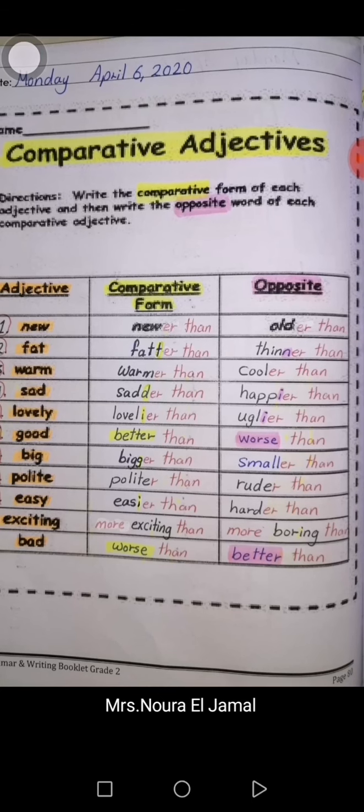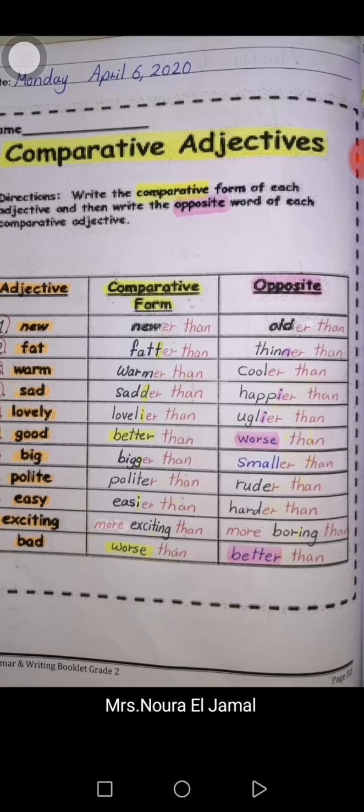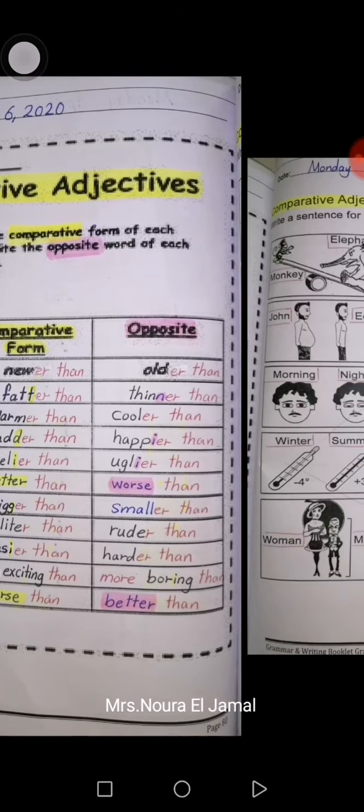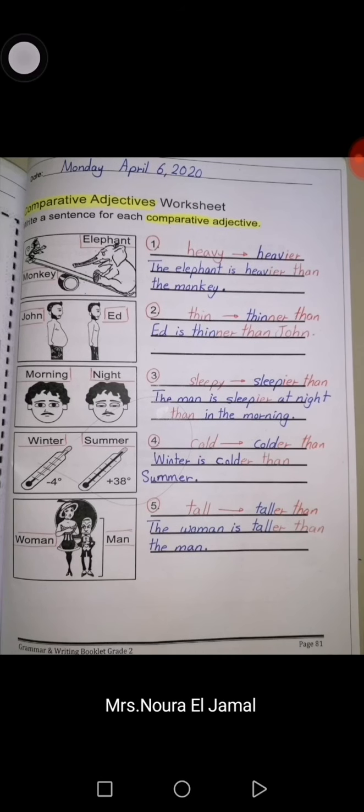So the irregular adjectives here are good and bad. So the adjectives good and bad are irregular. The comparative of good will be better than, and the comparative of bad will be worse than. Now let's move to page 81.